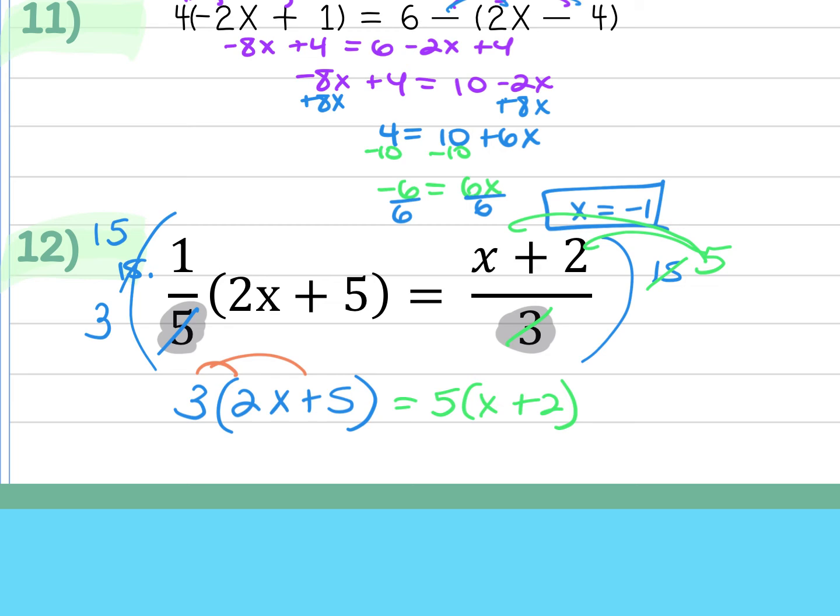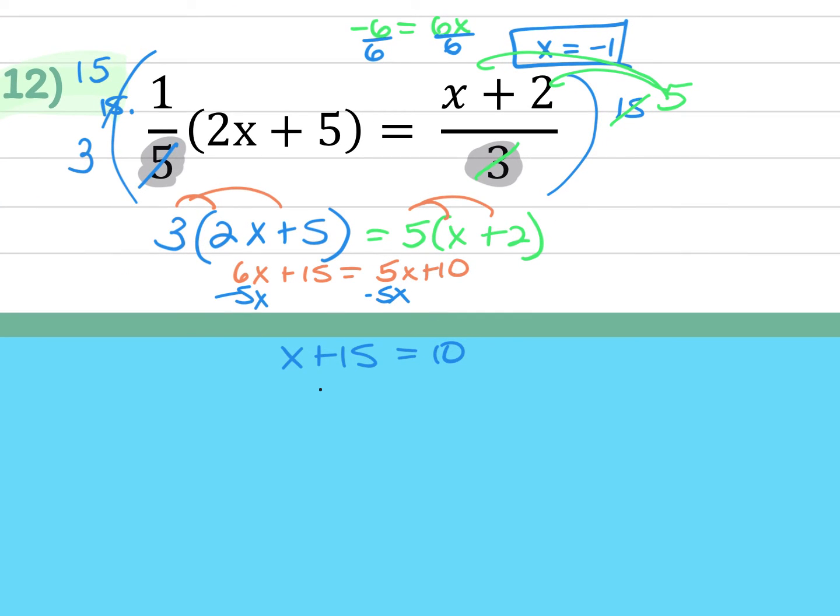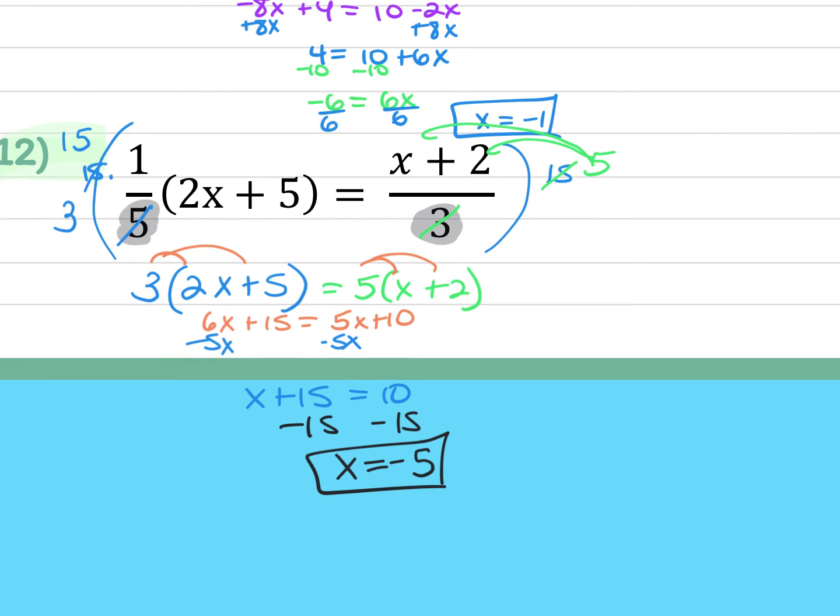Now I distribute. 6x plus 15 equals 5x plus 10. Subtract the 5x. X plus 15 equals 10. Subtract the 15, and x equals negative 5. Yep. Multiply like the first side by 15.